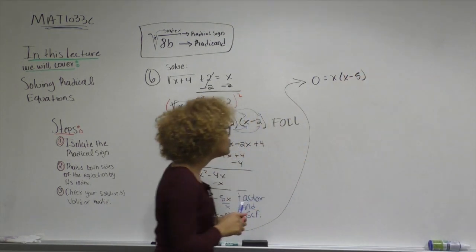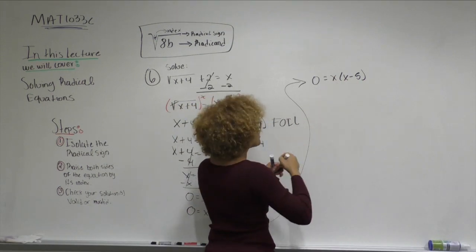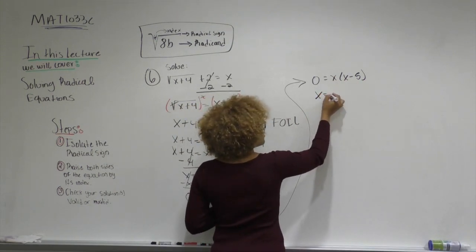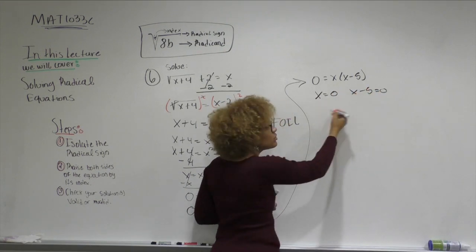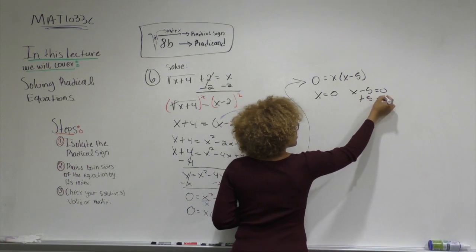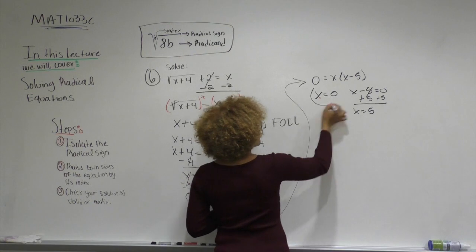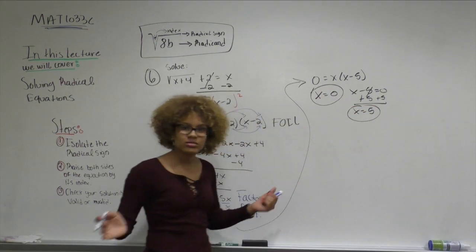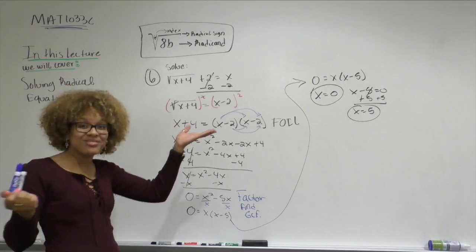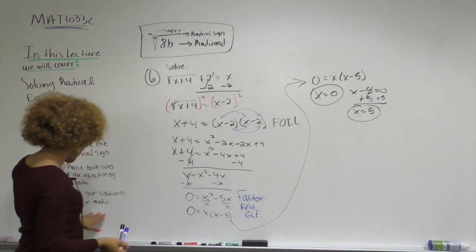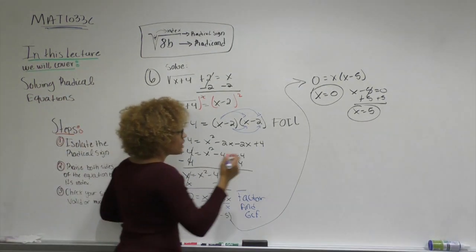Now I need to solve for each term. So this is one term and this is one term. So I'm going to say x equals 0, x minus 5 equals 0. This is already solved. Here I need to add 5. Okay? So these are my two answers. Wow, so much work, right? So what do you think we're going to need to do now to see if both of them work? We need to check my solutions for valid or invalid. So now we're going to check.